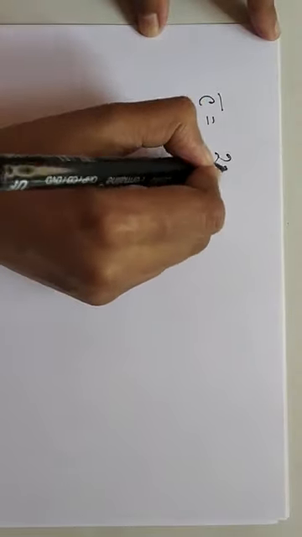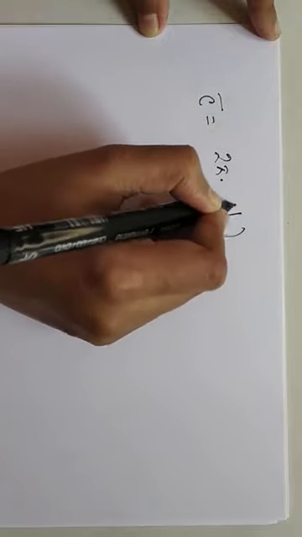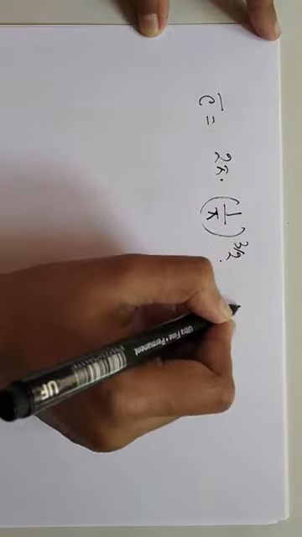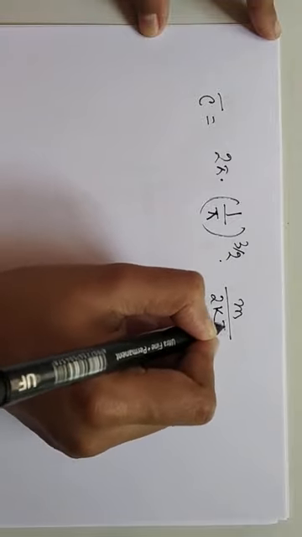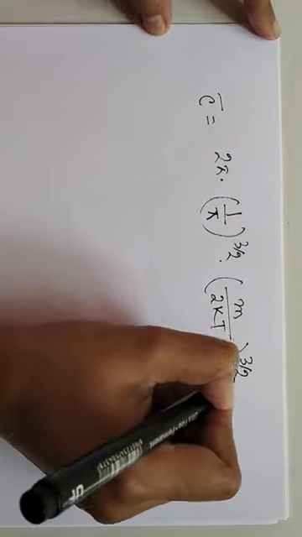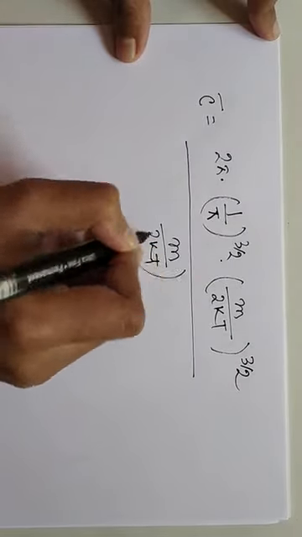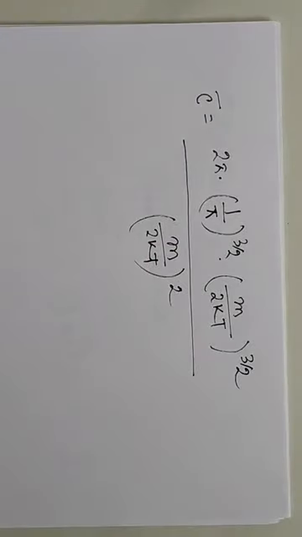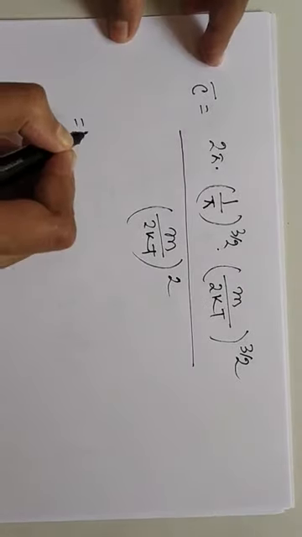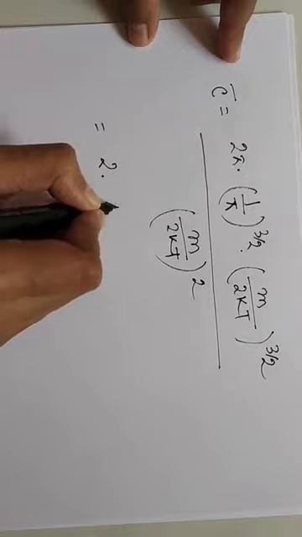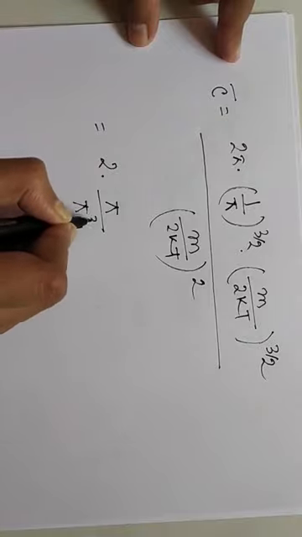Next we'll further write this 1 by pi and m by 2 kt separately, and we'll have c bar is 2 pi into 1 by pi whole to the power 3 by 2, then m by 2 kt whole to the power 3 by 2 divided by m by 2 kt whole square. Okay. So now next let us write it like this: 2 by pi whole to the power 3 by 2.